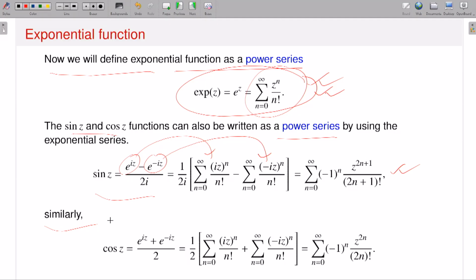Similarly, you can do the cosine function, because this is the formula by which I have defined cosine of z. Now you know the series expansion of e to the power iz, and the series expansion of e to the power minus iz. You just add them, and this is the corresponding power series expansion of my function cosine of z. So now I have the power series expansions of e to the power z, sine z and cosine z.